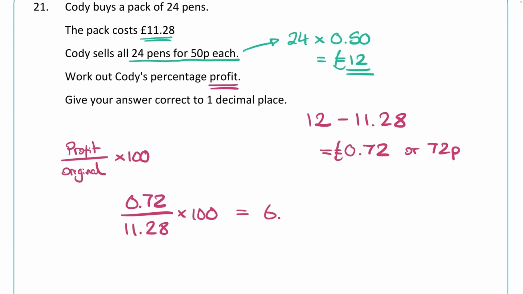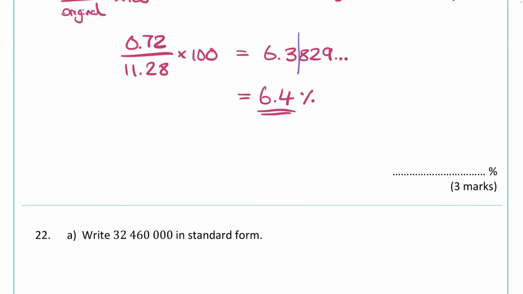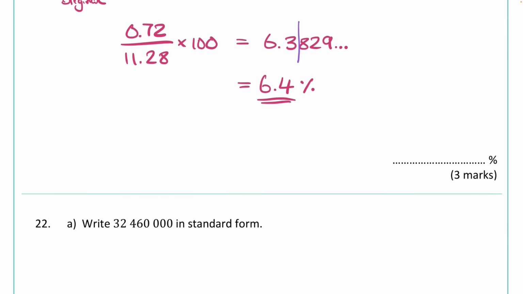So 6.3829. I'm not going to write them all because it only wants my answer to 1 decimal place, which is just here after that 3. So after the line, it's an 8, so it is going to round that up. It's going to be 6.4, and that is a percentage and that is his percentage profit. So there we go, that's my final answer, 6.4%. We've already got that percentage sign, so I don't need to write it again, 6.4.